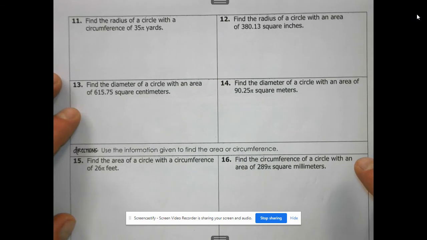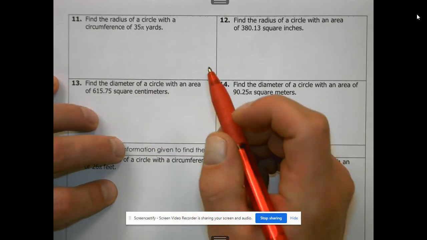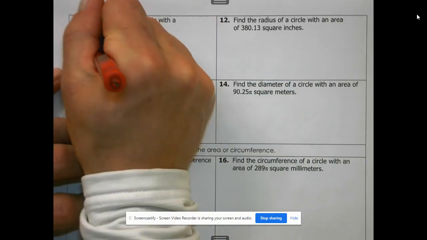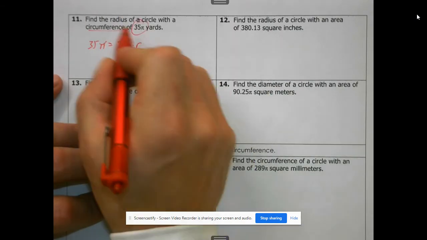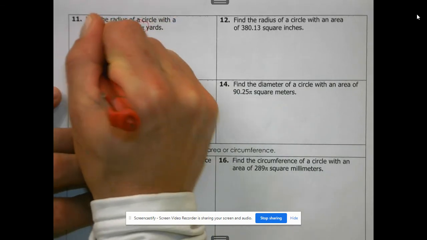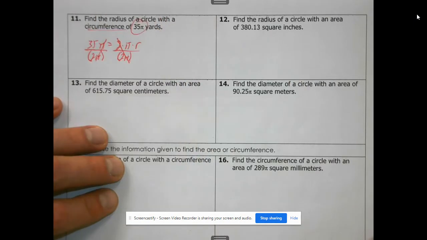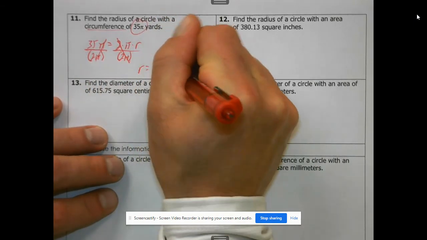Number 11. This is find the radius of a circle with a circumference of 35 pi. Okay, circumference, same formula once again. My circumference is 35 pi, no big deal. 35 pi equals 2 times pi times radius. Okay, trying to solve for radius, right? Divide both sides by 2 pi again. No calculator needed, right? Check this out. They cancel over there. Pi's cancel there. Now it's just 35 divided by 2, 17.5 yards.